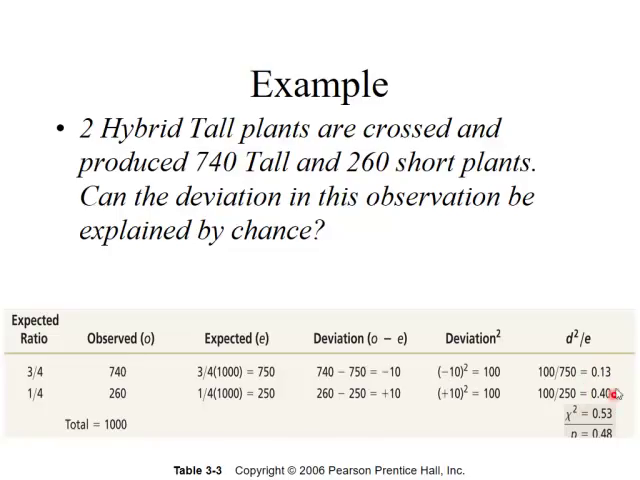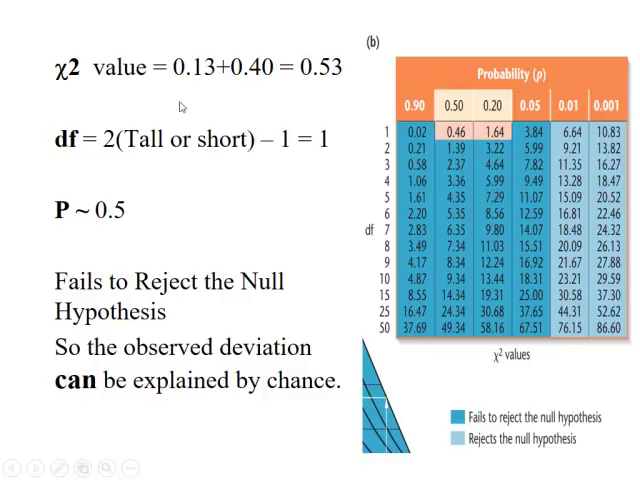Now we take all of our chi-square values and add them up from the different categories, and we get 0.13 and 0.40, or 0.53 as our chi-squared value. Now we have to figure out what to do with this information. So far we figured out our chi-square value is 0.53. For our degrees of freedom, we look at our categories, phenotypes. We can have either tall or short plants. So that's 2 categories minus 1, because degrees of freedom is your number of categories minus 1. So 2 minus 1 is 1.